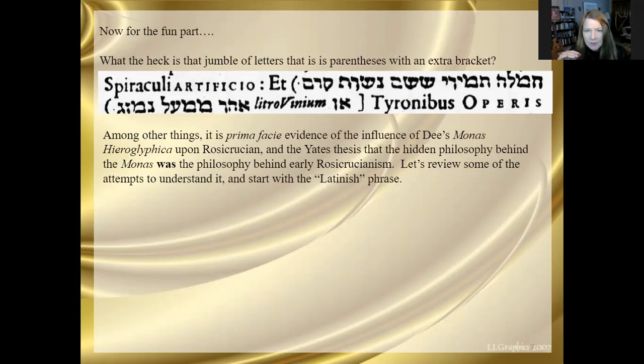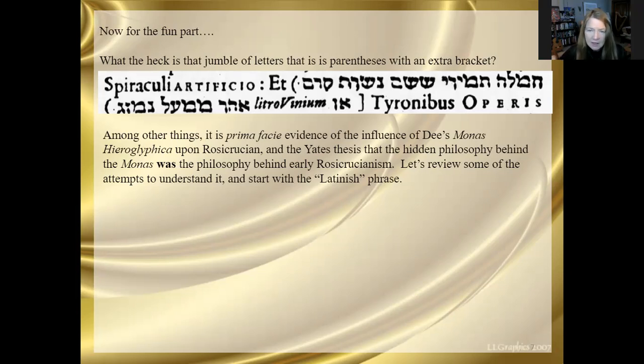Okay, so what excites me about these letters, first of all, before we even jump in, I got to tell you, is there is prima facie evidence that Dee's Monas Hieroglyphica was not only an influence upon the Rosicrucians, but to me, at least, it proves that there was the oral teaching that C.H. Josten talked about, and that the Yates thesis, that is the thesis by Francis Yates in the 70s, that the secret philosophy behind Rosicrucianism was the philosophy of the Monas Hieroglyphica, something people have argued about since. Well, I've thought that it is true, and here we have prima facie evidence that it is.